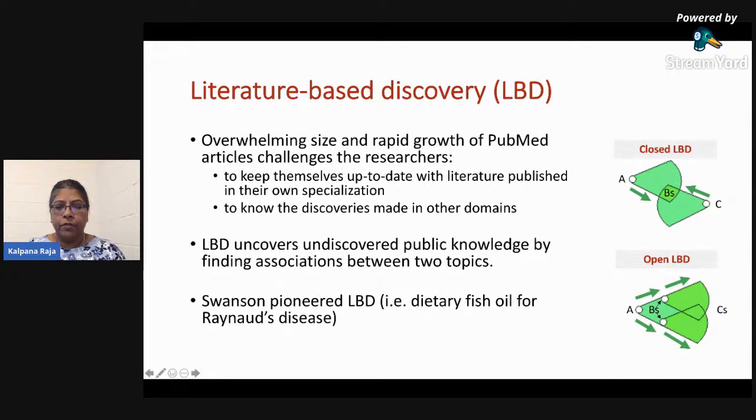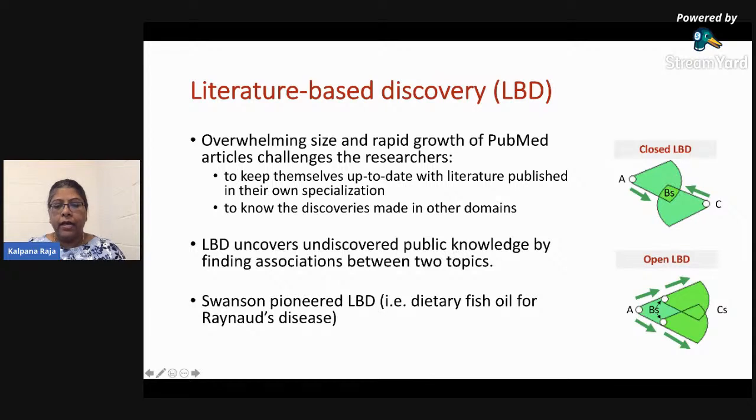LBD can be of two types, closed LBD and open LBD. In closed LBD, the inputs are A and C terms to find the intermediate common B terms. In open LBD, the input is just the A term. First, it finds significantly associated B terms for the A term. Then, for every B term, it finds the significantly associated C terms. Thus, the C terms are associated with the A terms via the intermediate B terms.